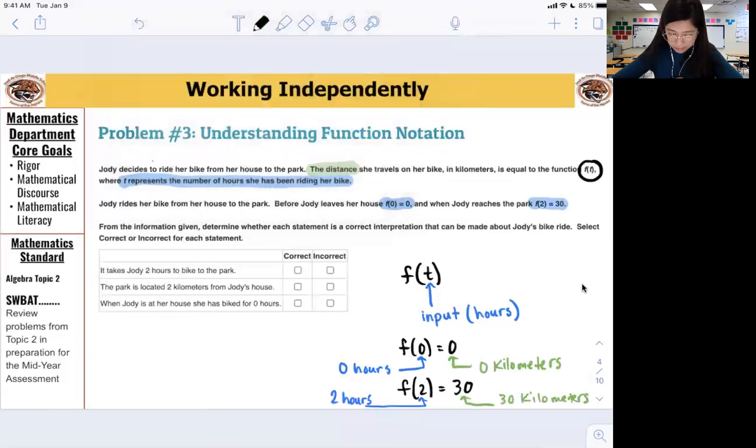She travels her bike. Yes, when Jody reaches the park, there's the key word. When Jody reaches the park, that means that she has traveled for 2 hours, so that is correct. The park is located 2 kilometers away from Jody's house. That's not correct because we know that it's not 2 kilometers, it's 2 hours, which is 30 kilometers. So it's not correct. When Jody is at her house, she has biked for 0 hours. Yes, that is correct. So there we go.